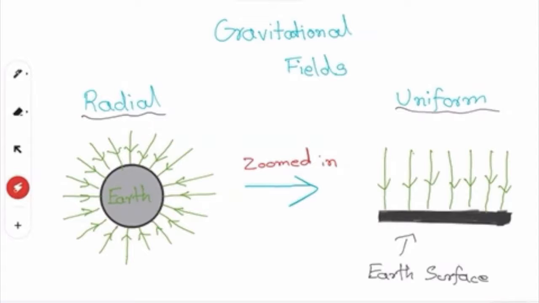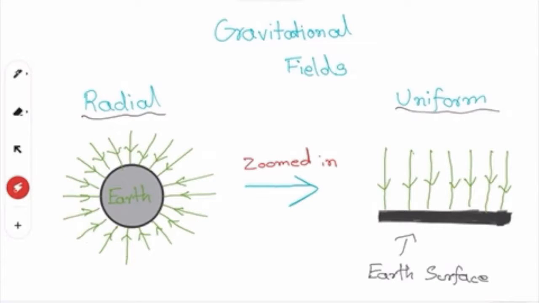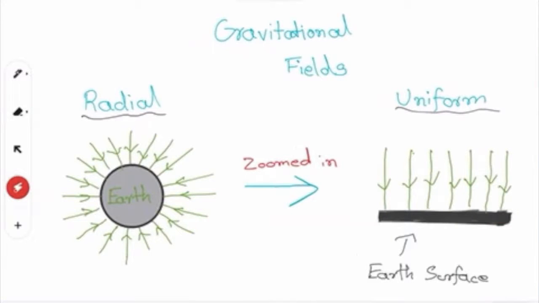But for us humans on the surface of the Earth, if we zoom into this image, on the surface of the Earth, we see that it's flat, and that's just because the Earth is so big that for us it seems flat, and so it appears that all the gravitational field lines are just uniform and are 90 degrees to the surface.